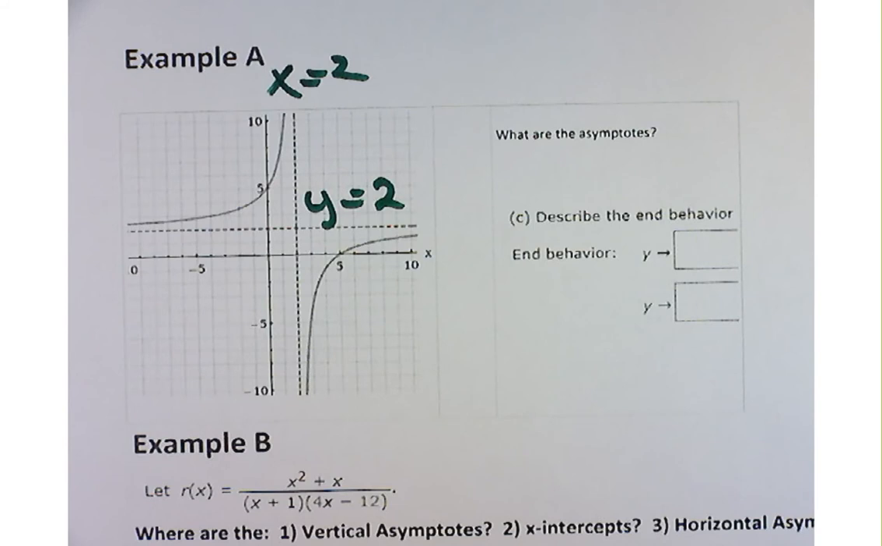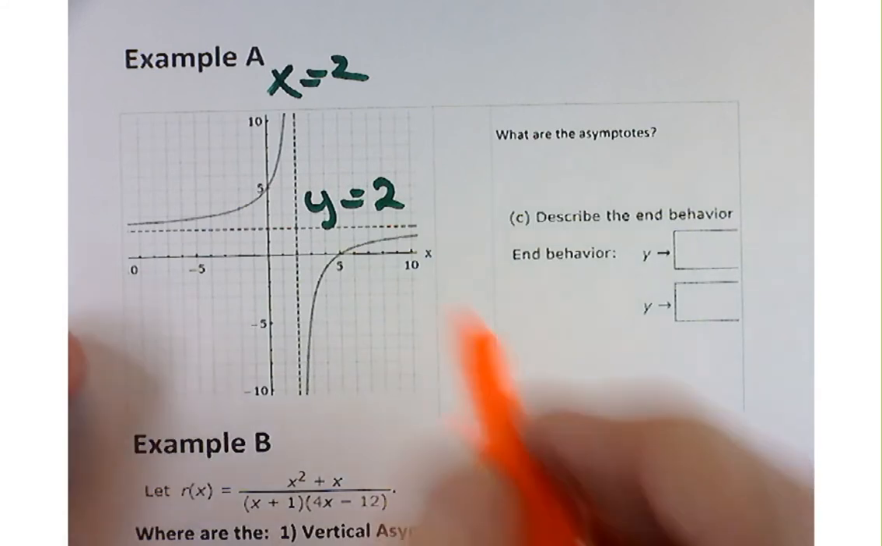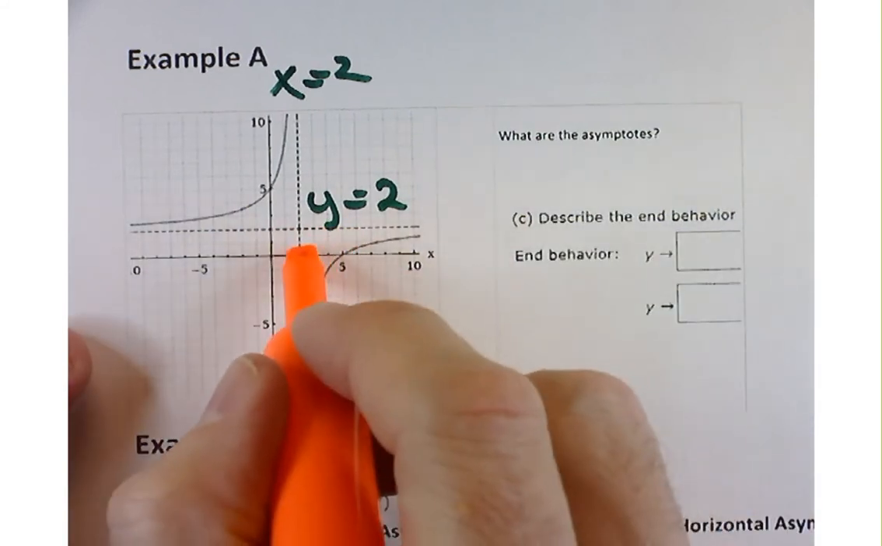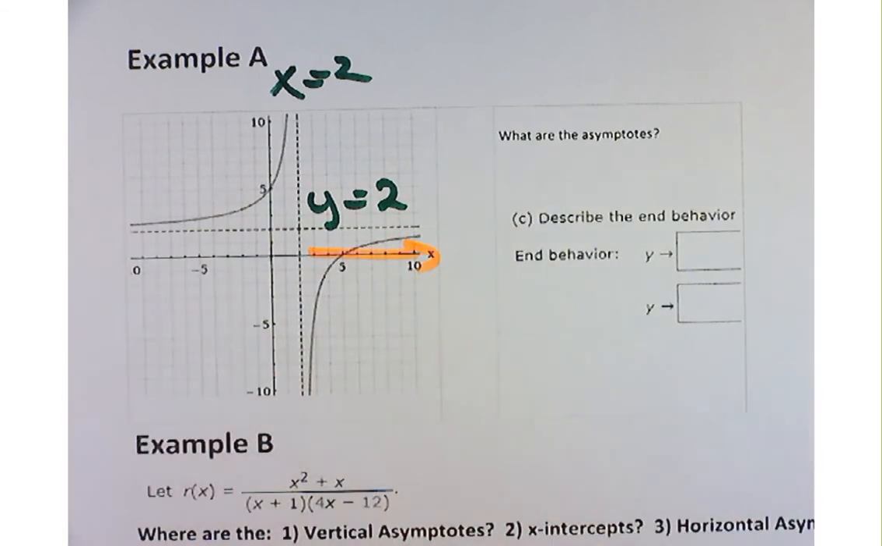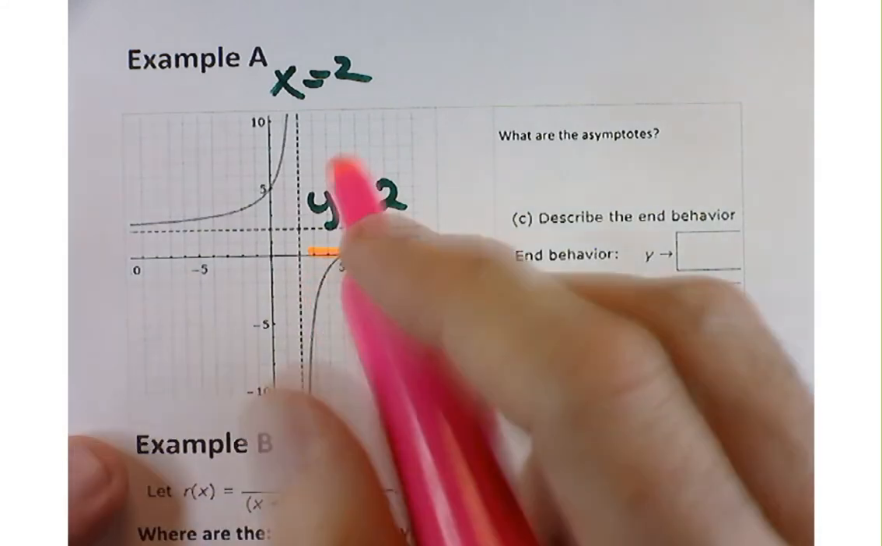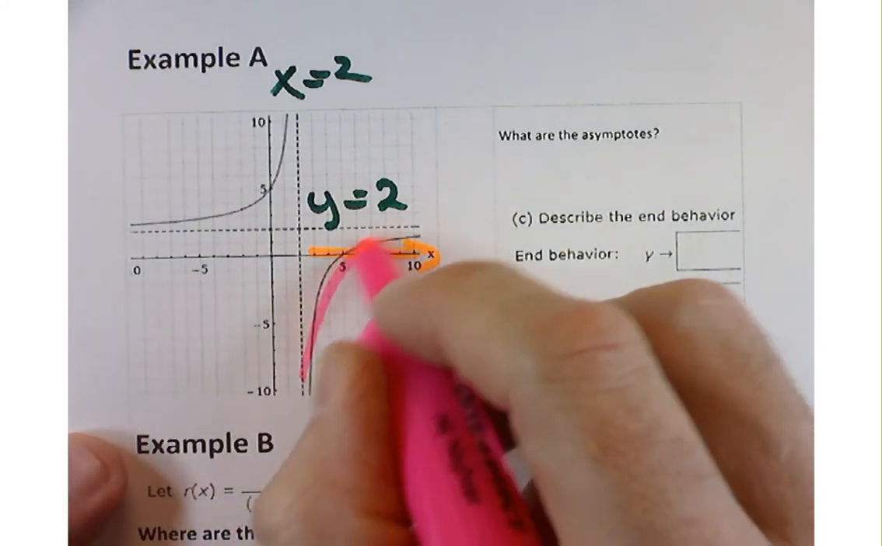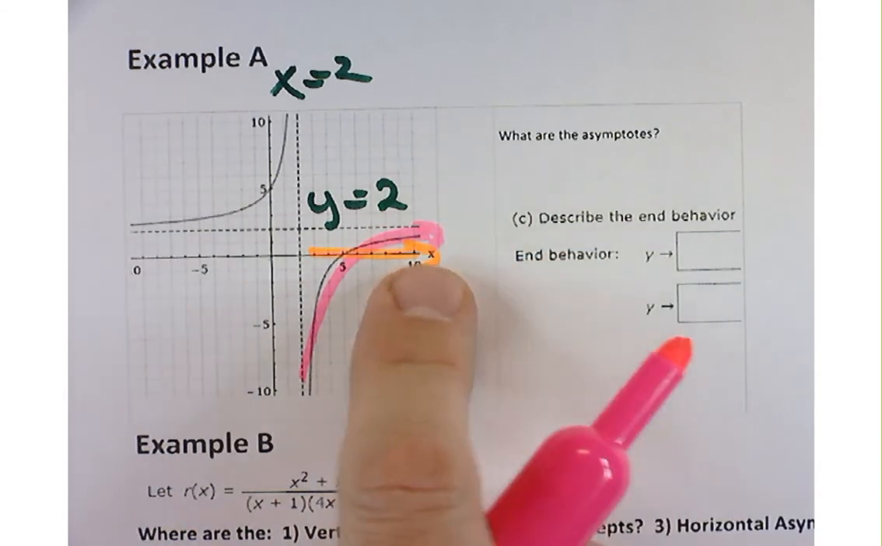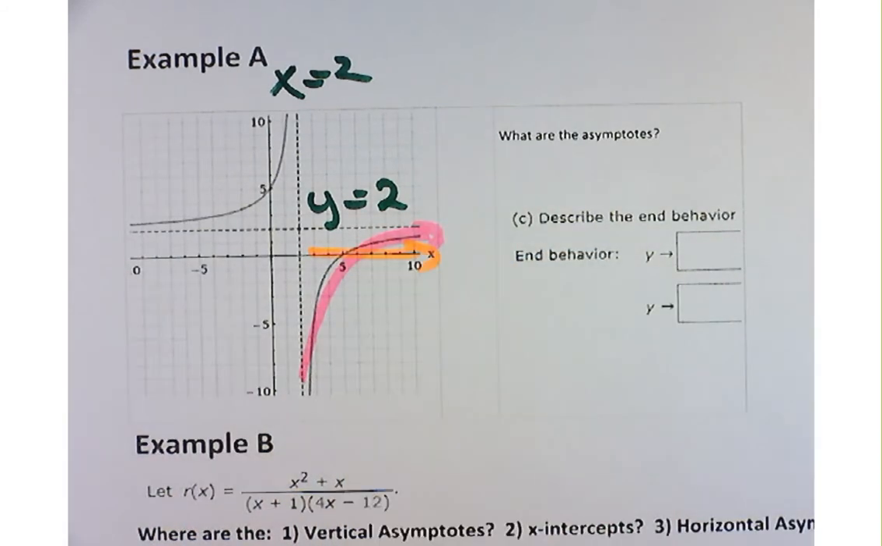So the end behaviors are this. As you're moving out the x-axis in the positive direction, what's happening to the y coordinate of your graph? What's happening to your y value there? Where is it going? It approaches 2. Nice. Well said. You're ready for calculus.